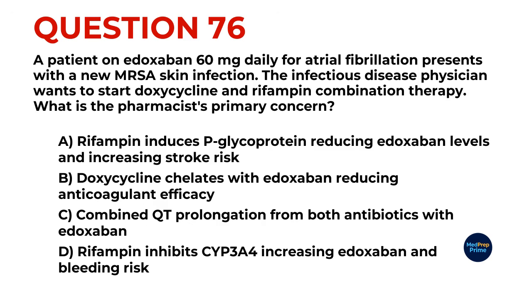Option A. Rifampin induces P-glycoprotein, reducing edoxaban levels and increasing stroke risk. Option B. Doxycycline chelates with edoxaban, reducing anticoagulant efficacy. Option C. Combined QT prolongation from both antibiotics with edoxaban. Option D. Rifampin inhibits CYP3A4, increasing edoxaban and bleeding risk.